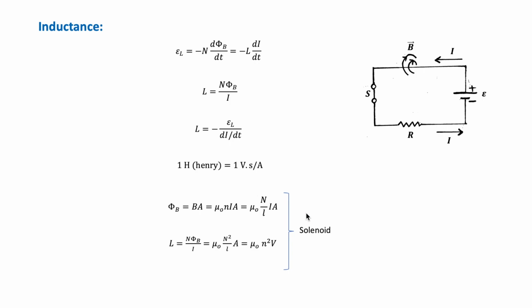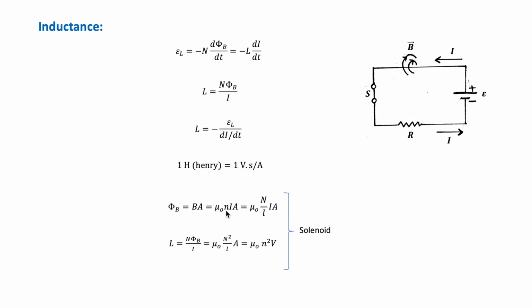So let's consider the example of a solenoid. If we have a solenoid with N turns and of length L, where L is much longer than the radius of the solenoid, and let the core of the solenoid be air, then the magnetic flux through each loop of the solenoid of area A is equal to BA. And we have seen in the previous video that the magnetic field inside the solenoid is mu naught n i. So the flux is equal to mu naught N over L I A, because here n is the number of turns per unit length, okay?